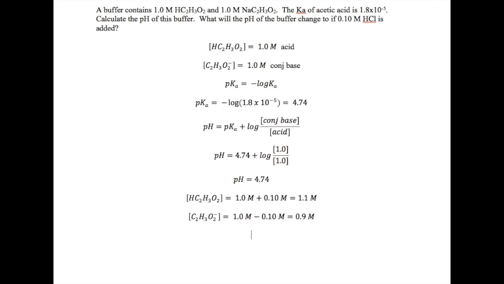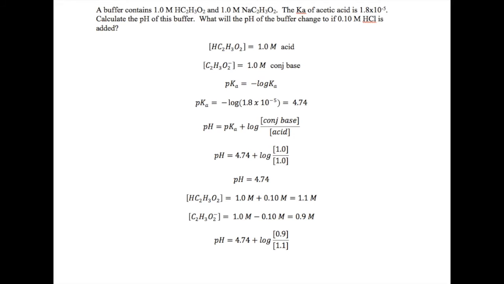The concentration of the conjugate base conversely decreases due to the increase in the strong acid. Therefore, the concentration of the conjugate base equals 1.0 molar minus the 0.10 molar acid that was added, which gives us 0.9 molar. Next, we substitute those new values into the same equation that we had before. The pKa stays the same, so we have 4.74, and in this case we add the log of 0.9 divided by 1.1.